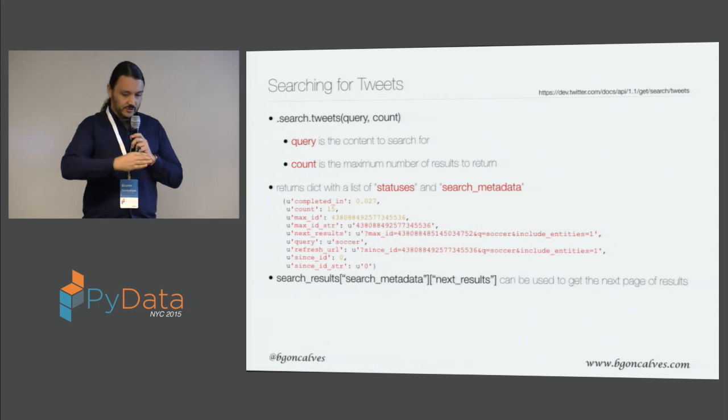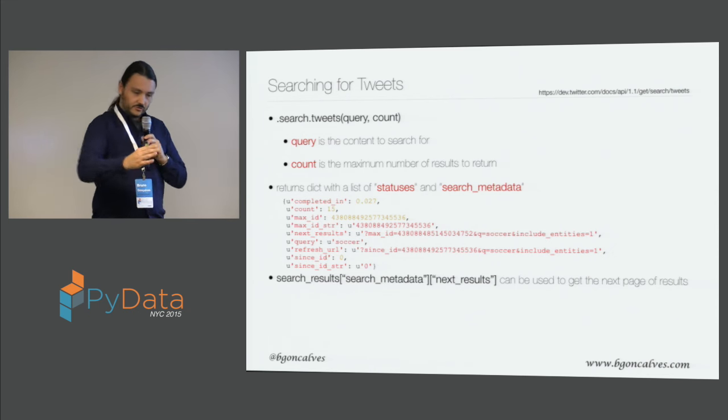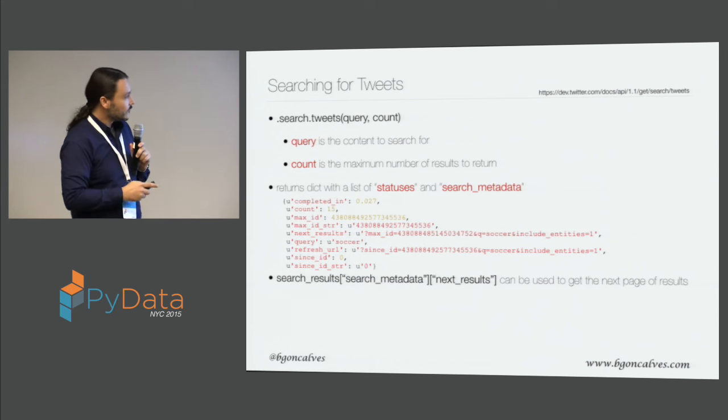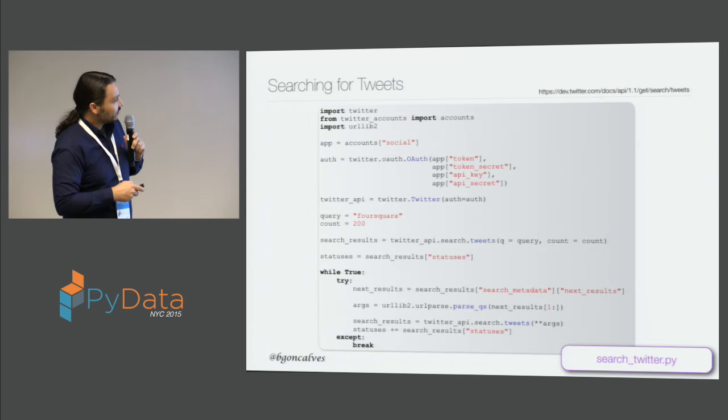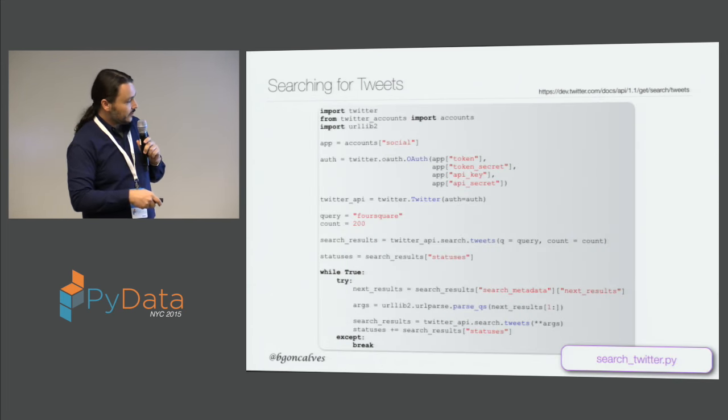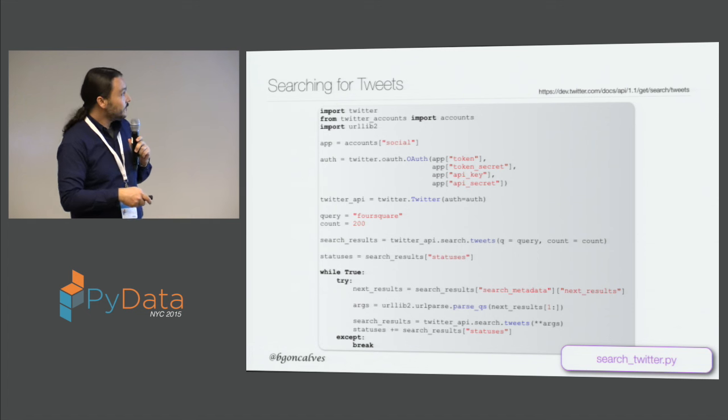And after you start searching it, it will not update with future results. So it will just only go back in the past. To see how this actually works in practice, the file you should be looking at now is search_twitter.py.